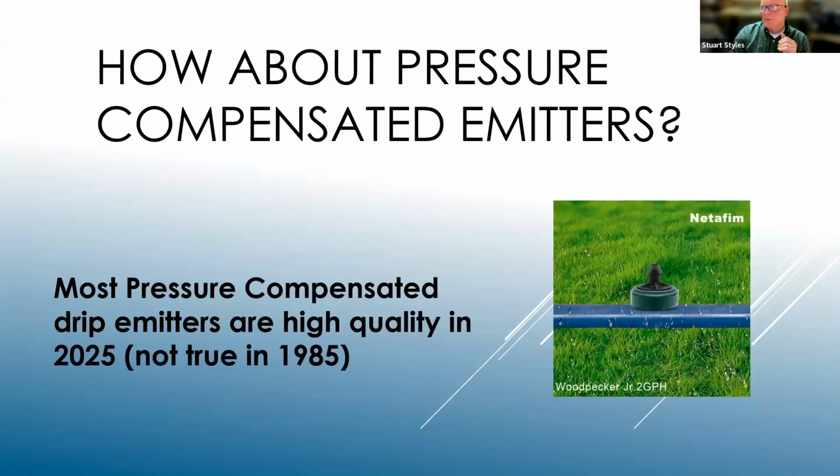So how about these emitters? We're talking about drip and we're talking about microspray. Back when I started in this business in the 80s, the PC products, the pressure compensating products, were not great. The material was failing on them. You put any kind of acid, any chlorine in them, and the materials would kind of disappear on you. And we weren't real enthusiastic about going to PC products. So fast forward to 2025, they're excellent. They do a great job, and we all like PC products that are out there.